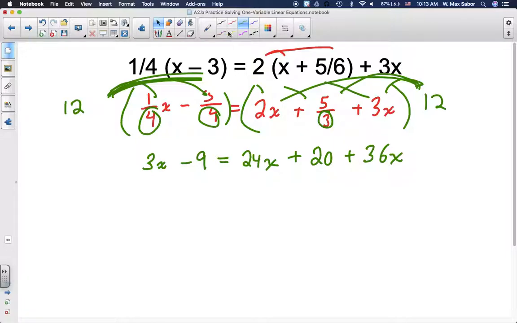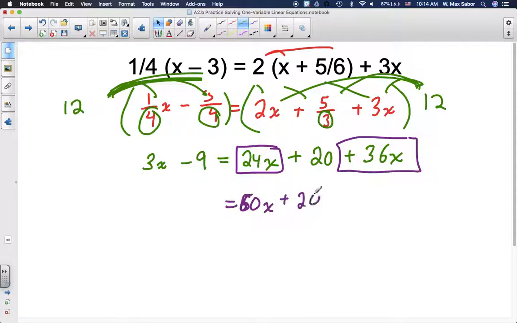Now we can combine like terms on the same side of the equal sign. The only like terms on the same side are 24x and 36x, giving us 50x. I'm sorry, 60x. And no other like terms, 3x minus 9.